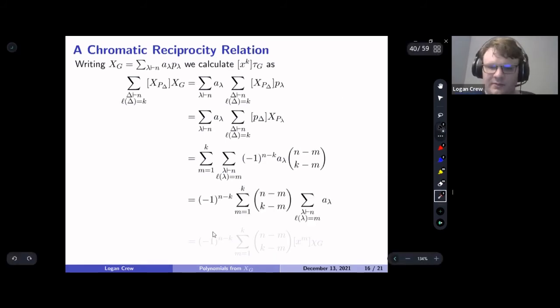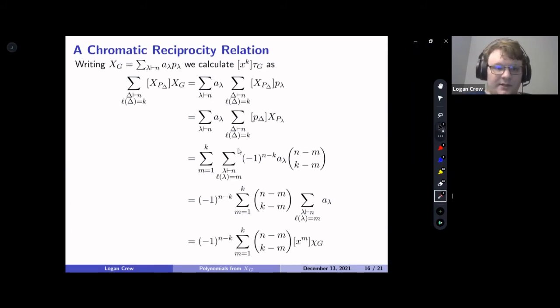And from here, it's just going to be some algebraic simplification. I can pass the n minus m k, choose m inwards. I can factor some things out. And over here on the right, well, this number, the sum over all partitions of length m of a lambda, is, as we saw earlier, in fact just the x to the m coefficient of chi g. And so what this is saying, if you'll see from the beginning, is that we can express the x to the k coefficient of tau g as some reasonably natural sum of the coefficients of chi g. So these polynomials are intimately related.